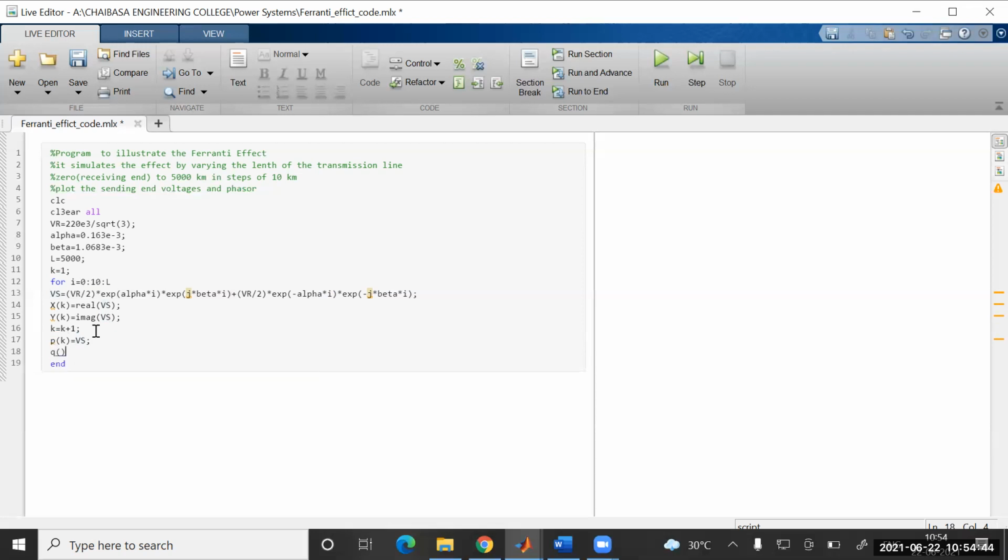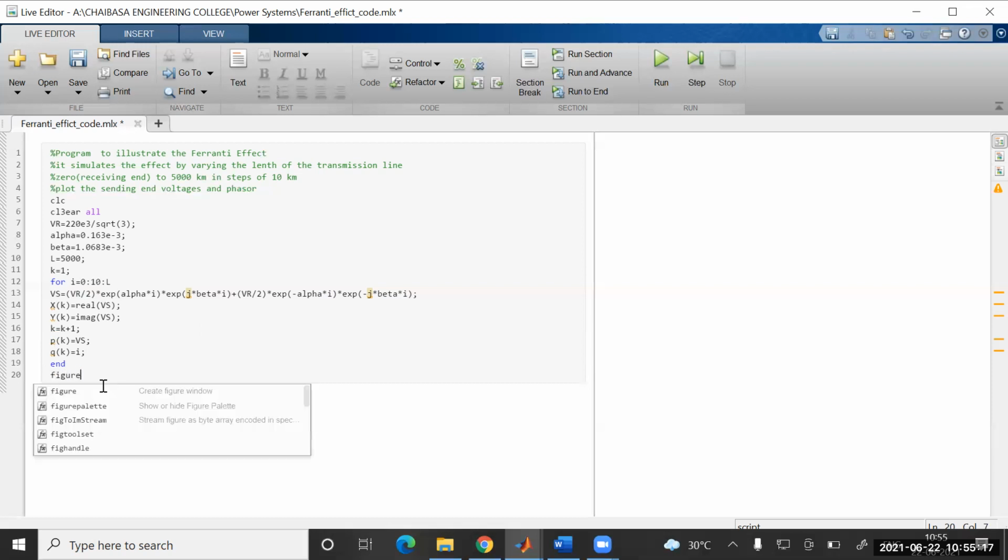We'll take q, which would be equal to i, the number of rotations, that is the length, meaning at what particular length what is the voltage. So we are accounting those two values. We'll plot amongst those two. Now this loop task is done. When the loop task is done, you have to bring out the figure, you have to draw the figure.